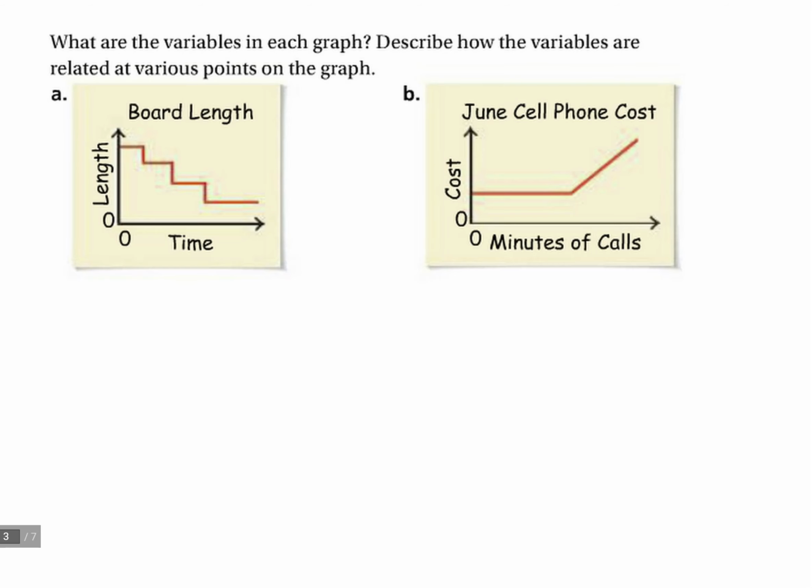The variables, it says board length is the title. So what are the variables here? The length of the board and time. Okay, and let's describe what's happening at each of these key points, or key locations, I should say. Okay, so these horizontal spots, what are we probably doing? Actually, let's talk about this one right here. What is that particular horizontal? That's going to be the original length.